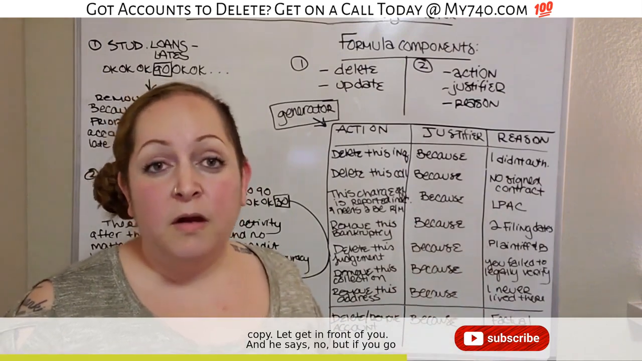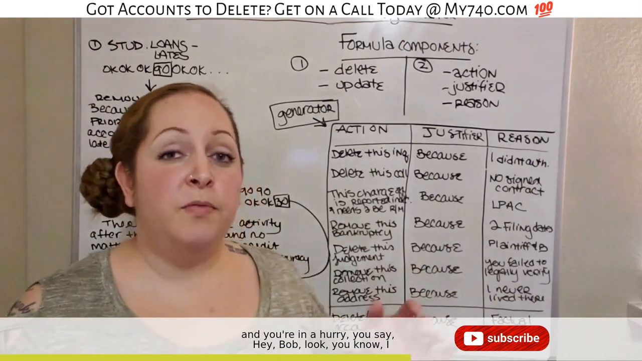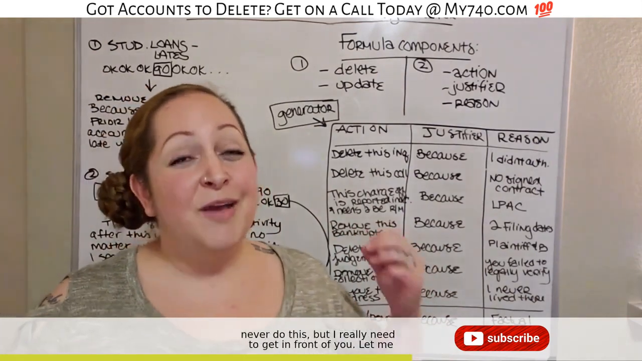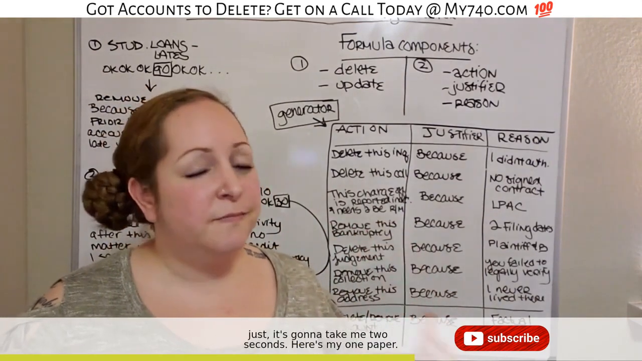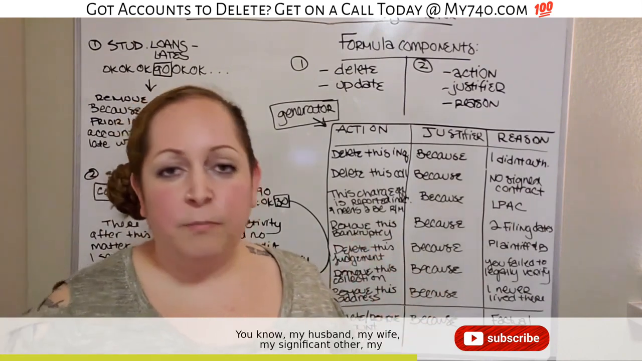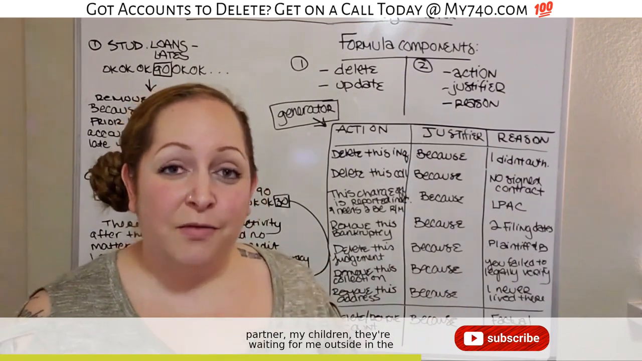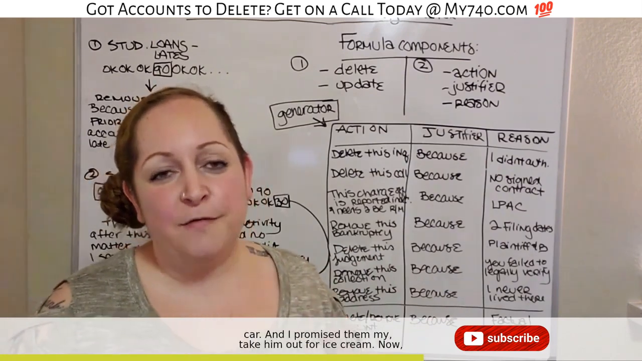And he says no. But if you go and you're in a hurry and you say, hey, Bob, look, you know, I never do this, but I really need to get in front of you. It's going to take me 2 seconds. Here's my one paper. You know, my husband, my wife, my significant other, my partner, my children, they're waiting for me outside in the car, and I promised them I'd take them out for ice cream.